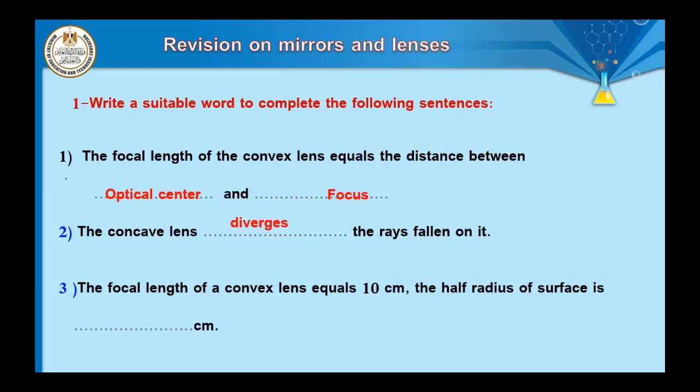Question number three. The focal length of a convex lens equals 10 centimeters. Half the radius of the surface is space centimeters. We know the relation between focal length and the radius. We know that focal length equals half the radius of the surface of the convex lens. So when he asked you about the focal length of the convex lens, when it equals 10 centimeters, the half radius of the surface is 10 centimeters, as it equals the focal length.